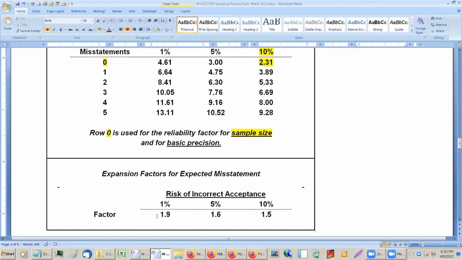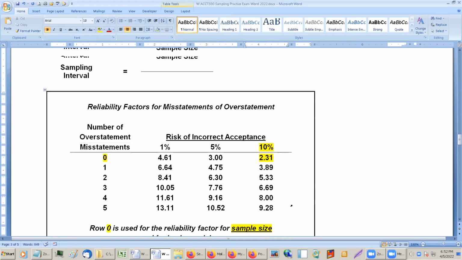Anyway, okay, so the expansion factor. The nice thing about the expansion factor is you don't have to worry about what row it's in. There's only one number for each. And so it'll look like this. So at 10%, the factor is 1.5.